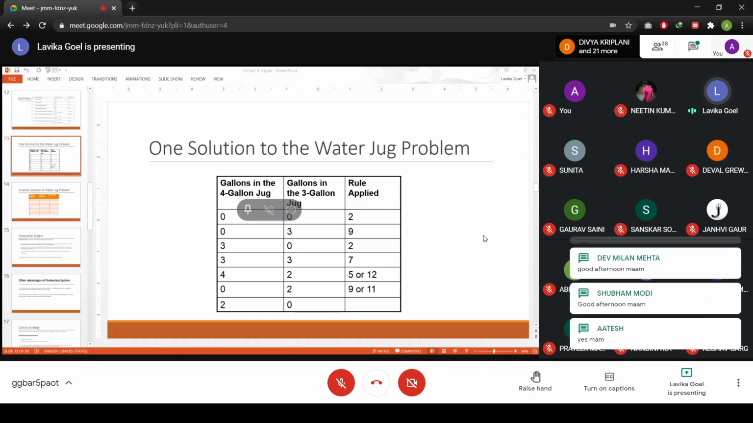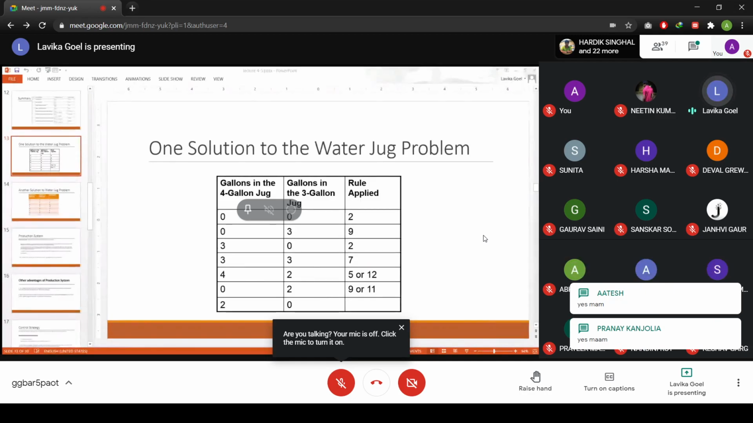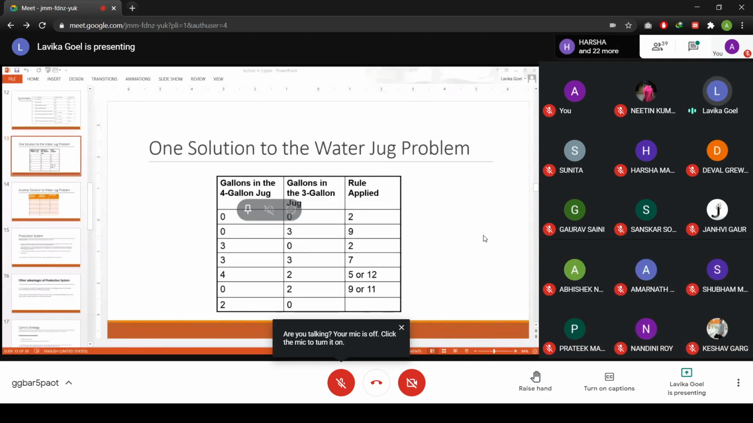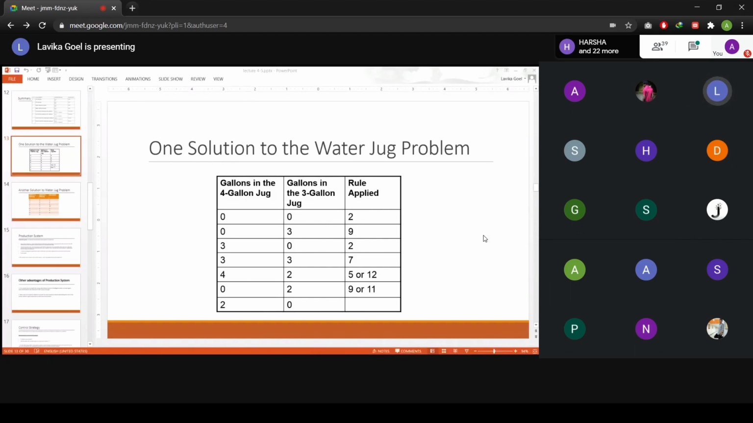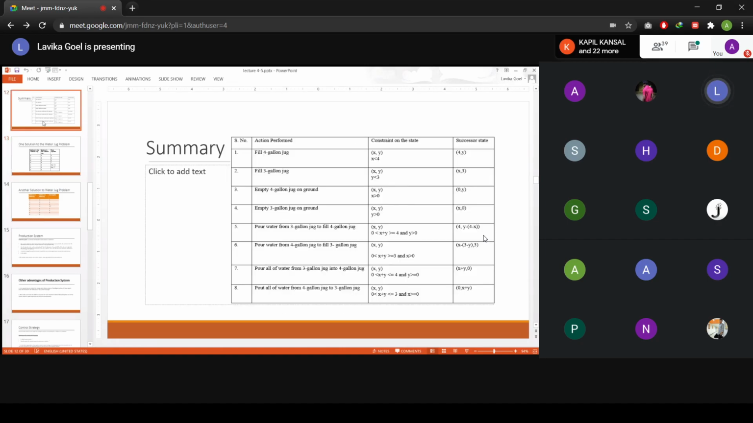So let us continue from yesterday's class. We had tried to formulate the production rules for the water jug problem. There were 8 production rules, and we actually had 4 different actions. The first action was that we can fill both the jugs separately, the 4-gallon one and the 3-gallon one. We could empty both the jugs.